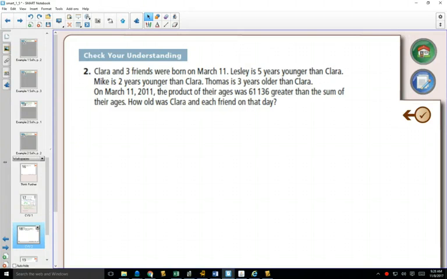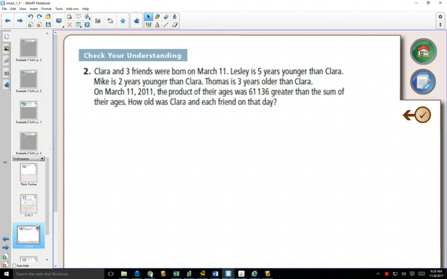Here is a great example of an unrealistic problem that was made just so that you could have a problem that uses your new skills to solve. So look at this. Clara and 3 friends were born on March 11th. What a coincidence. Leslie is 5 years younger than Clara. Mike is 2 years younger than Clara. Thomas is 3 years older than Clara.